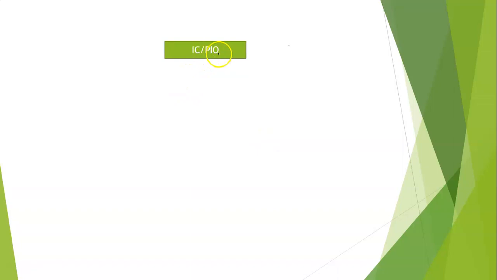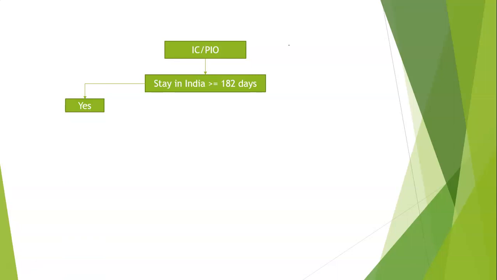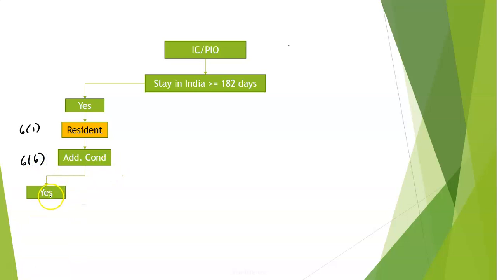So the assessee is an Indian citizen or person of Indian origin who is residing outside India and visits India. Say during the visit, the assessee spends more than or equal to 182 days. What happens here? If yes, the assessee satisfies 6(1) and becomes a resident. And if this assessee satisfies the additional conditions as per 6(6), the assessee becomes an ROR. If the assessee does not satisfy, the assessee becomes an RNOR.